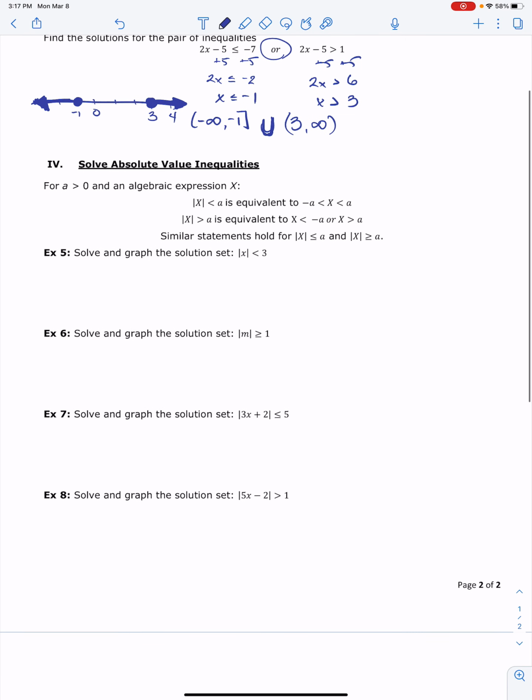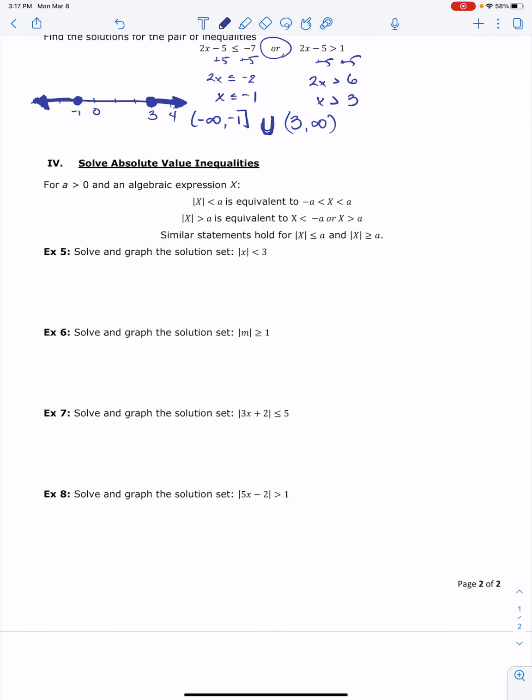Now let's take a look at absolute value inequalities. Okay, so 5. We are going to talk about what absolute value means here for a minute. We want to solve and graph the solution set. Absolute value of x is less than 3. That means whatever x is, its distance is less than 3 from the origin. So it's got to be between negative 3 and positive 3.